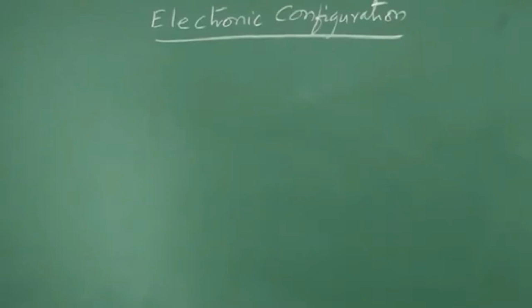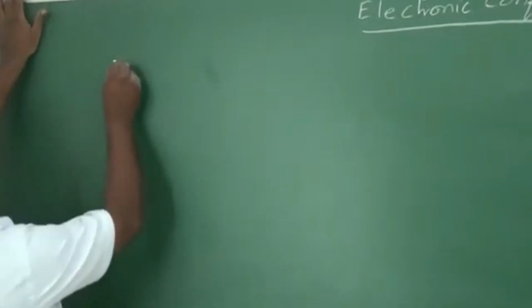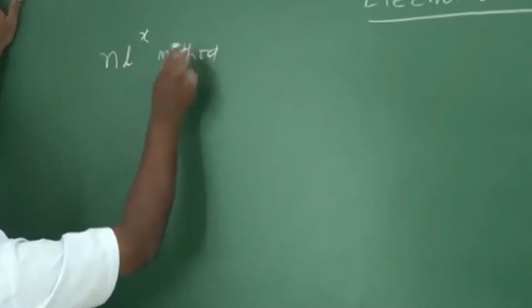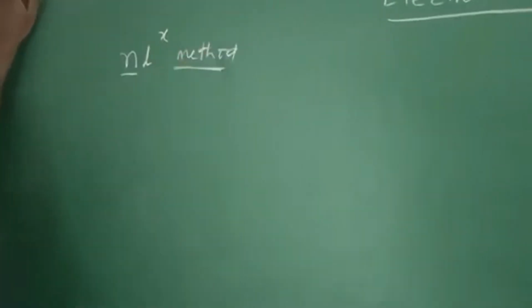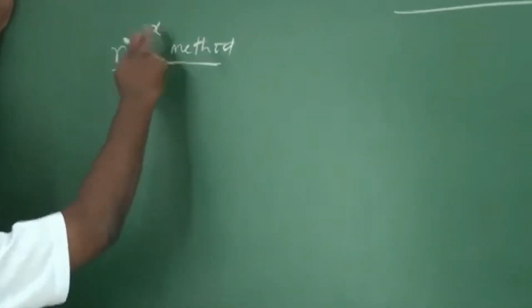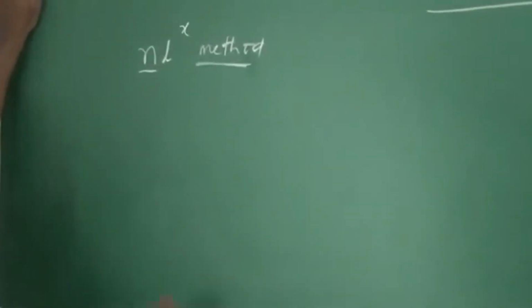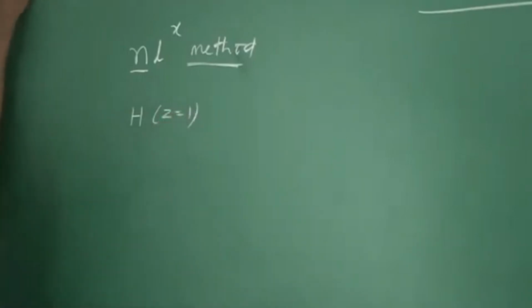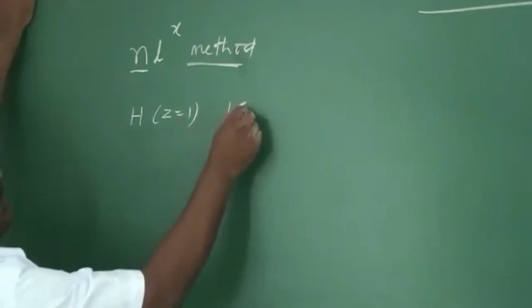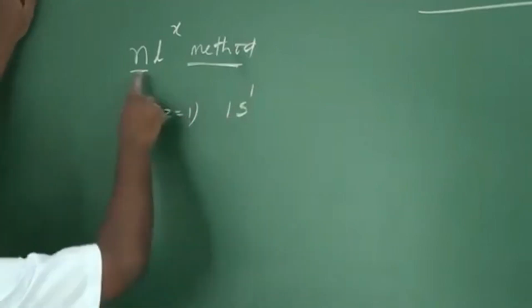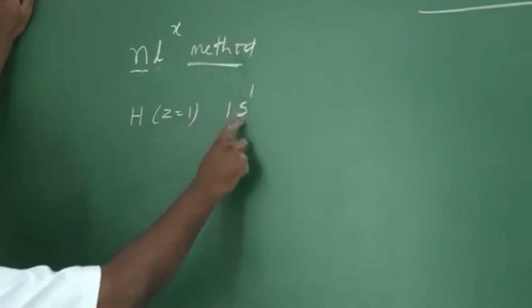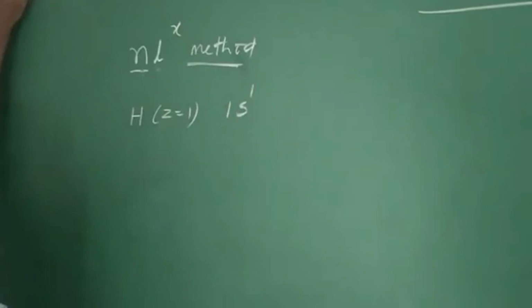Electronic configuration may be represented in 2 ways. One is the nlx method. N stands for the principal quantum number, l stands for the angular momentum quantum number, and x stands for the number of electrons present in that subshell. For example, hydrogen, its atomic number is 1. So the electronic configuration of hydrogen can be represented as 1s1. 1 is n, s is l, 1 is x. That means this electron is present in the s sublevel of the first orbit. 1 electron is there. So it is said to be 1s1.